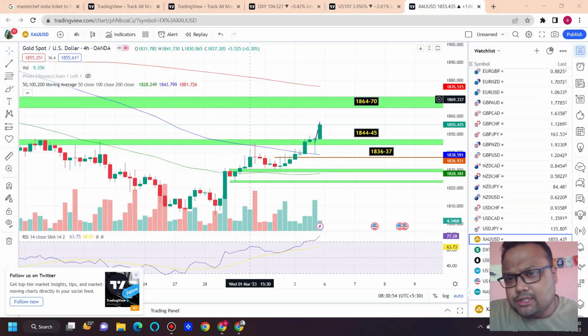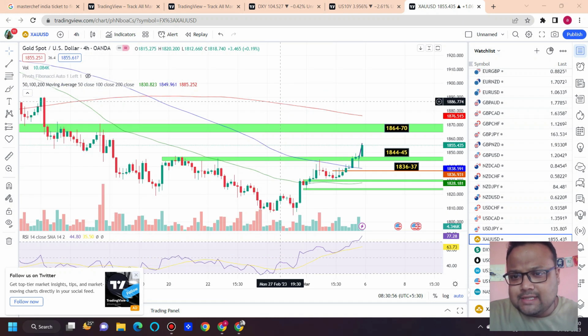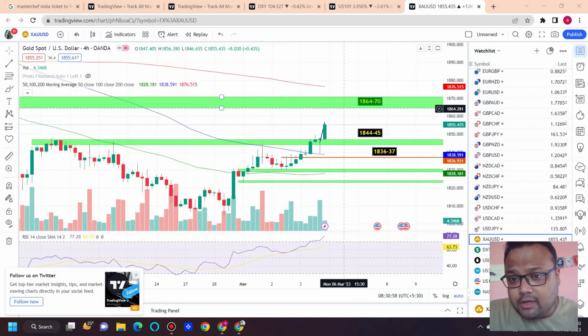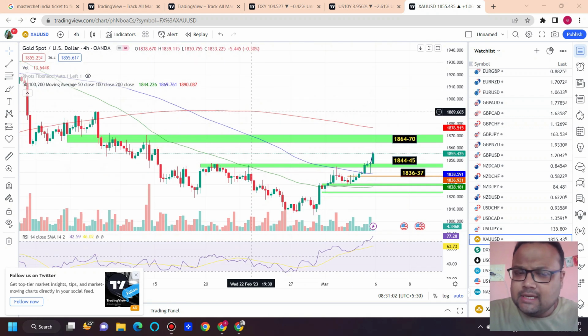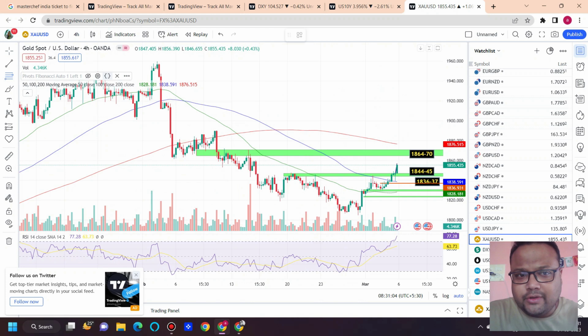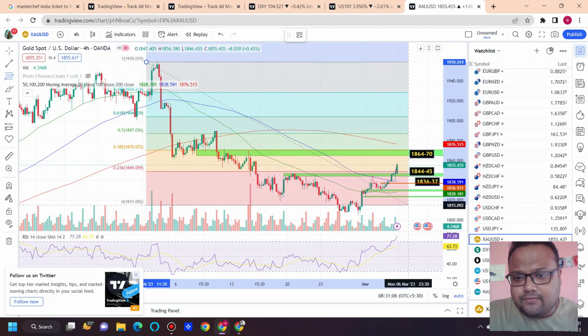The major levels on the chart of gold are still the same. For example, the level of 1864 to 1870. Okay, the resistance is still very much present on the chart. You can see it standing as the resistance for the market.